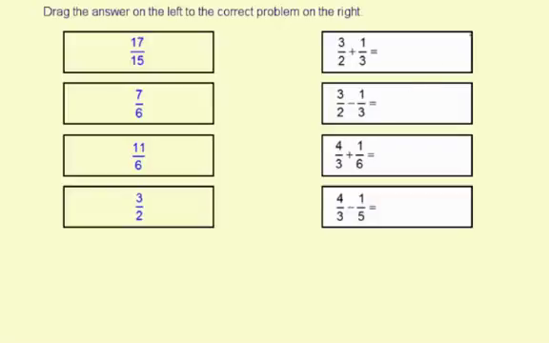Okay, so drag the answer on the left to the correct problem on the right. The problems on the right are all addition and subtraction problems with fractions. And if you look at the denominators, or the numbers on the bottom, they're different. For example, this one has a 2 and a 3. Before you add and subtract, you have to make a common denominator.